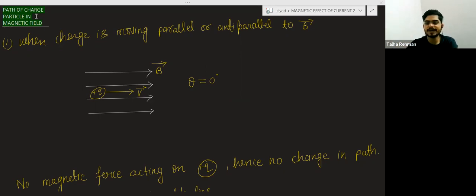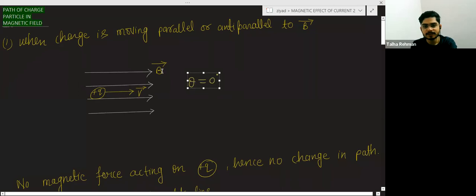So here is this charged particle, and this is the velocity of the charged particle, and this is the magnetic field. This charged particle is moving in this magnetic field. You can see the direction of the magnetic field and the velocity is the same. Velocity and magnetic field are both vector quantities and they have the same direction, so the angle between the magnetic field and the velocity vector will be 0 degree.